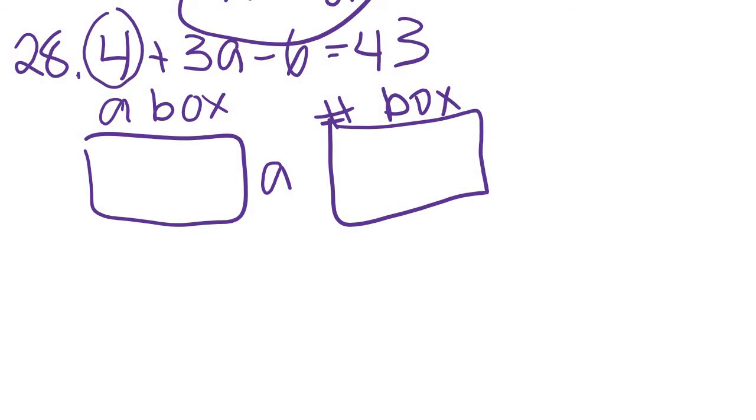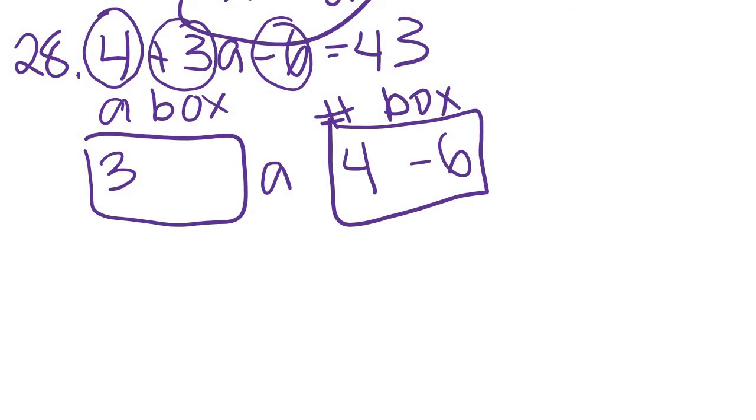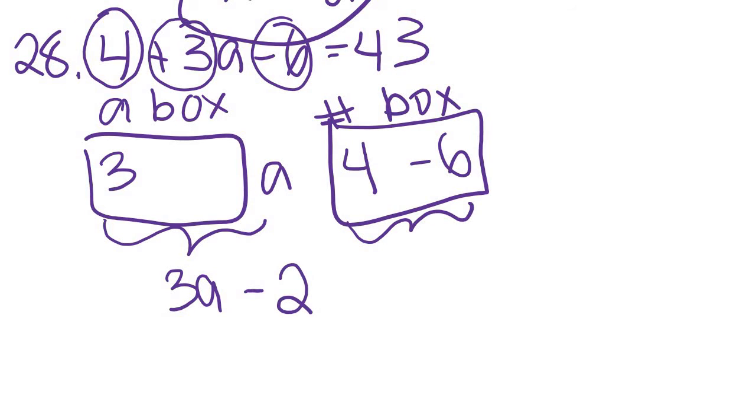So number 4 doesn't have an A. He's going to go in my number box. This positive 3 has an A, so it's going to go in my A box. And this negative 6 doesn't have an A, so he's going to go in my number box. All right, so now I can combine everything in my boxes. Out of this one is just going to come 3a. And out of this one, I have a 4 and a negative 6. Those are going to combine to make negative 2. And then equals 43. Don't forget.